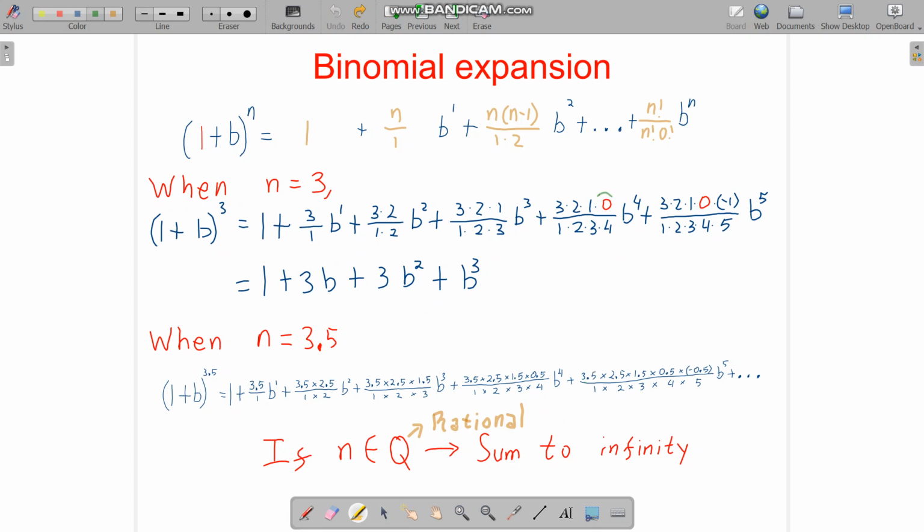But if the power is, for example, 3.5, as you can see, it does not stop, because we never get 0. Here we have 1.5, 0.5, minus 0.5. So the expansion continues forever if the power is not a positive integer, because when we subtract 1, subtract 1, subtract 1, we get 0 here. But if it's not a positive integer, we never get 0. So if n is a rational number, we get a sum to infinity.